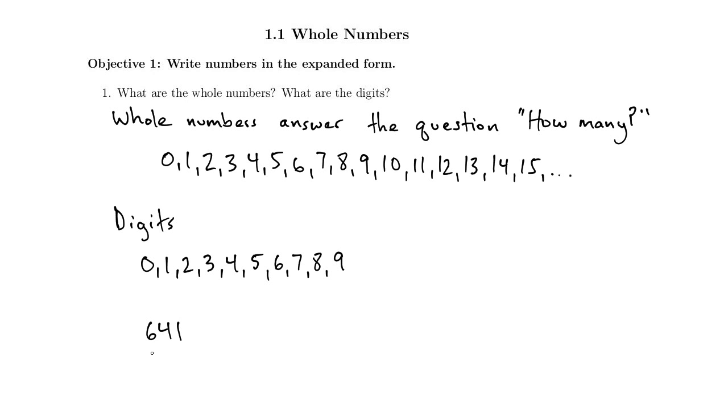So for example, the 6 here, I'll draw an arrow to the 6. The 6 is in the hundreds place. So the 6 represents 6 hundreds. Okay, so 6 hundreds or 600, that's what the 6 represents. The 4 is in the tens place, that represents 4 tens, or 40. The 1 is in the ones place, that just represents 1 one, so that's just 1. 641.